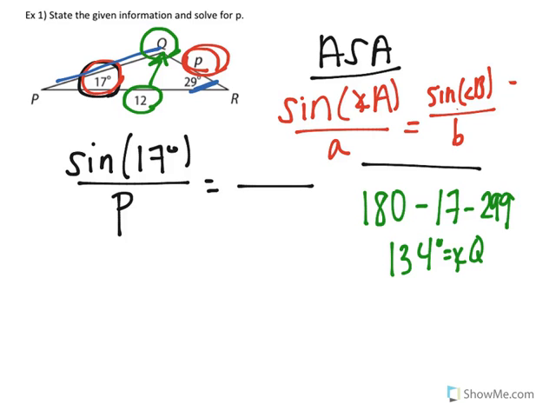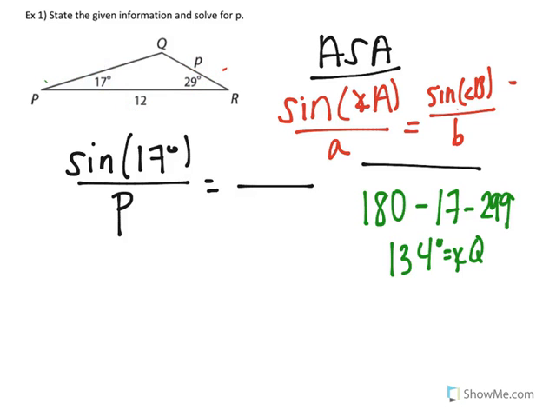Okay, so what does that mean? So sine of 17 over P, and then you need to know the other two, and it has to be the same angle and the opposite side. So angle and its opposite side, which is why we can't use 29 in QP because we don't know that side. But, like I said, I'll clear this off.